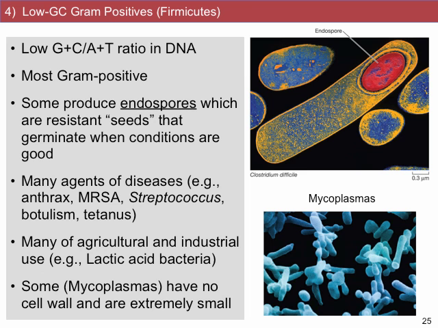It includes many pathogens, like the causative agents of anthrax, MRSA, the methicillin-resistant Staph aureus spreading around the planet, botulism, tetanus, etc. are in this group. Many interesting food-related microbes are in this group, like the lactic acid bacteria. And probably the most interesting biological feature of this group is shown in this picture here.